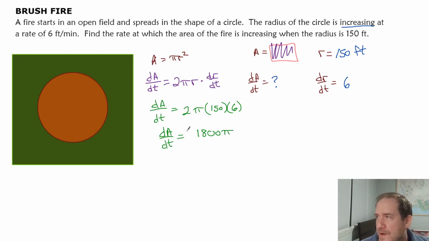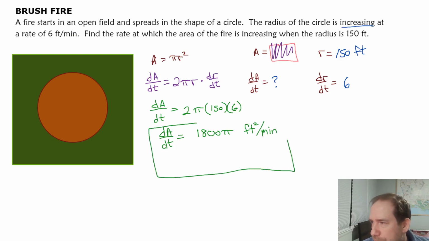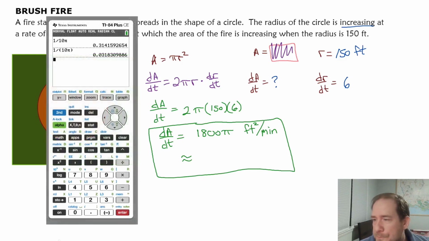And since we're talking about area in feet, this area must be square feet, and the unit of time we're using is minute, so the rate of change of the area must be square feet per minute. So there's your exact answer. And I am still hoping that you guys will give me your decimal approximations too. So for our decimal approximation, we want 1800 pi.